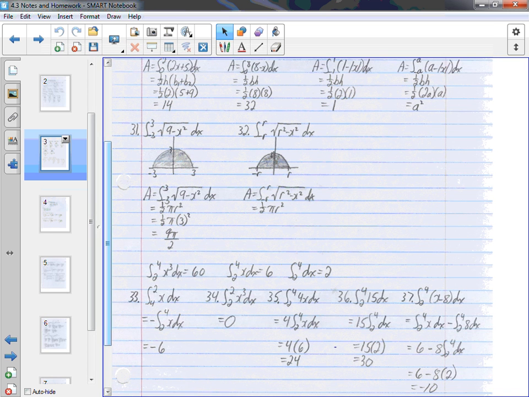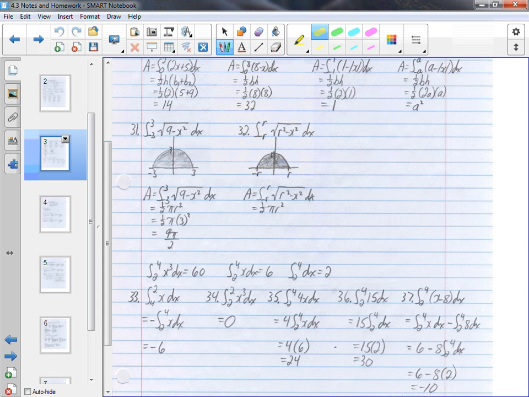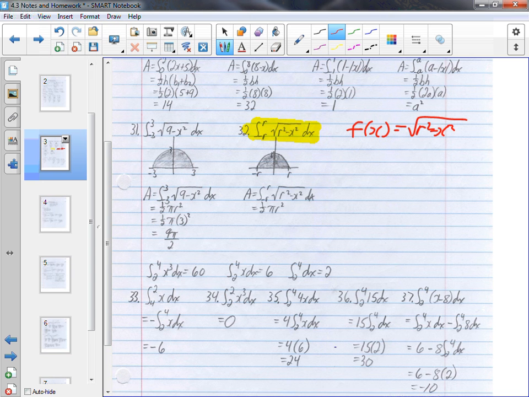On 32, directions tell us to sketch the region whose area is given by the definite integral, and then use some geometry to figure out what the definite integral equals. So they give us this. All right, so f of x then must be that, right? Okay, so what's that going to be? And especially if you look back at number 31 that you did, that's going to be a semicircle, isn't it?